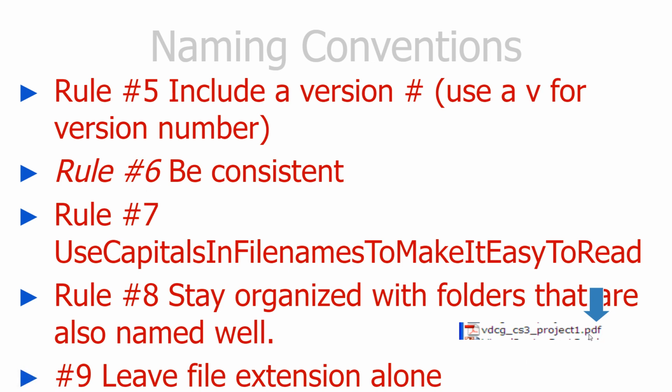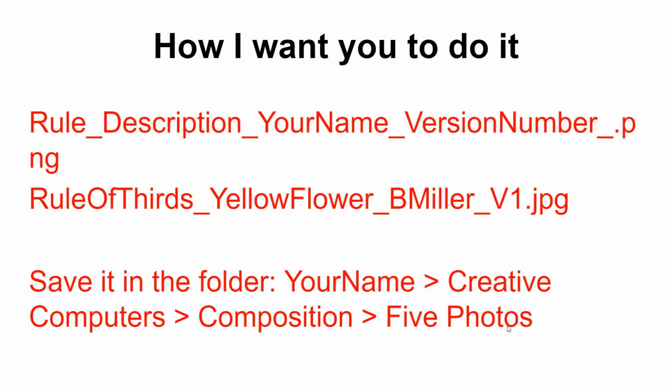So .pdf means it's a portable document format. That means Windows knows to open it with Adobe Acrobat, right? So leave the extensions alone. This tells the computer what kind of file this thing is.